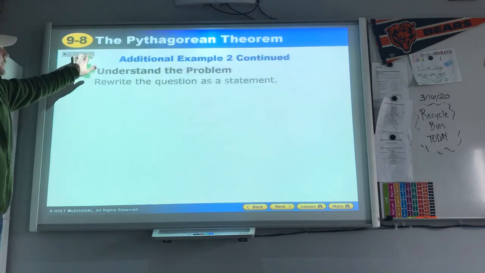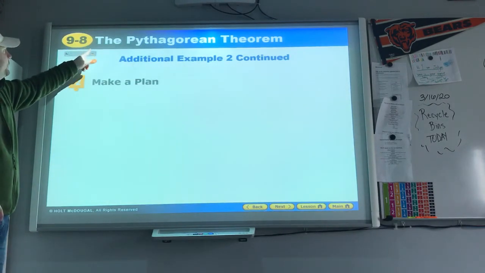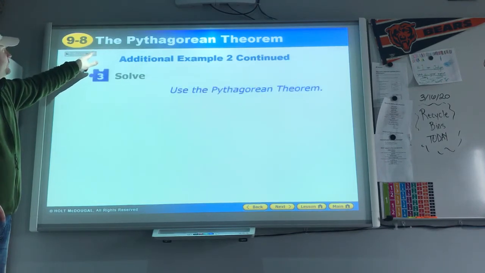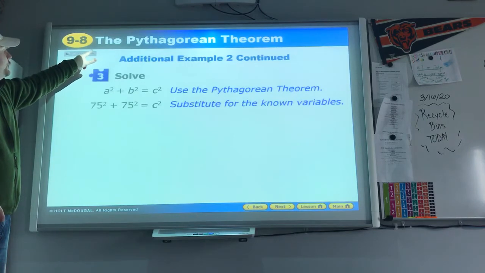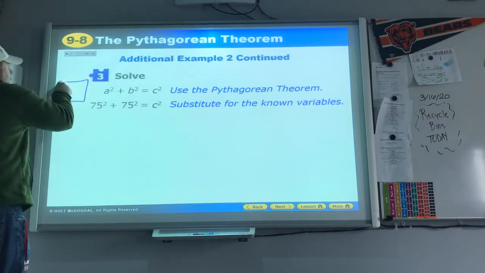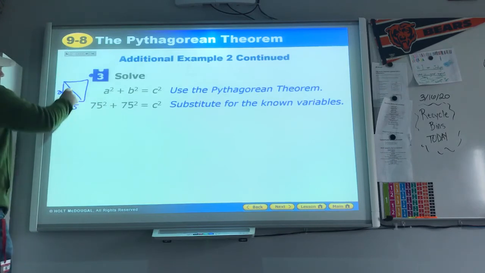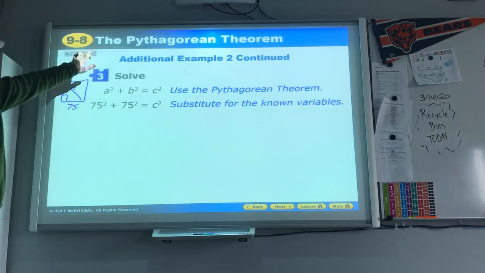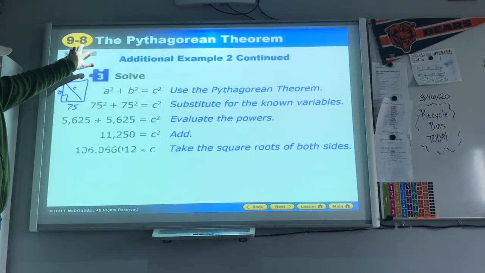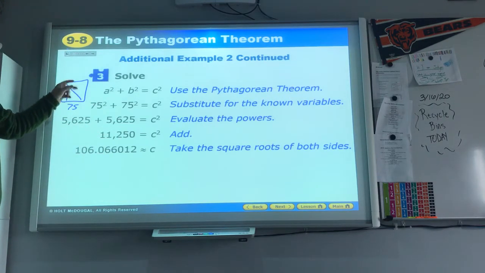So we make a plan, decide what's important, draw a picture. That's even part of their plan. All right. We write an equation. The two sides, and they were the legs, because we know on a square we have right angles, and that was 75, and that was 75. That's our hypotenuse. We put that in, use the calculator to do the math. It's this huge math. All right, add them together. Square root of that is 106, so it's about 106.